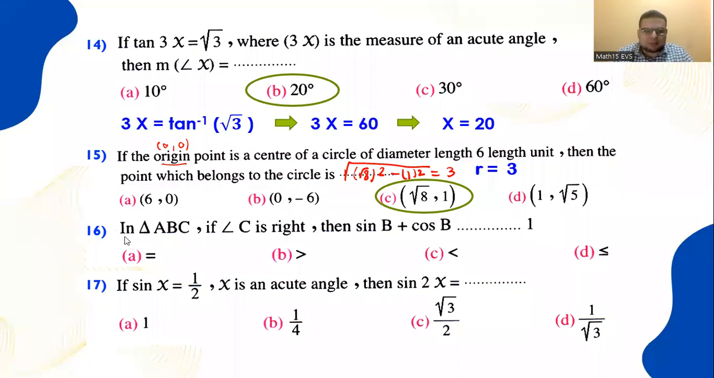Question number 2. In triangle ABC, angle C is right. Then sine B plus cosine B equals what? Yes, sine B plus cosine B. You have the angle C is right, so angle B is acute. The sum of sine and cosine of the same angle B will be bigger than 1.